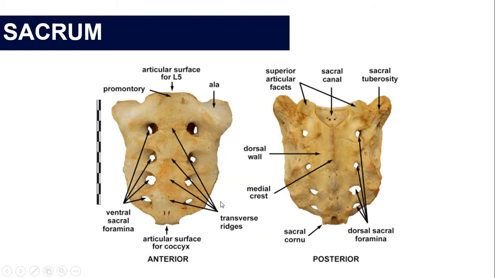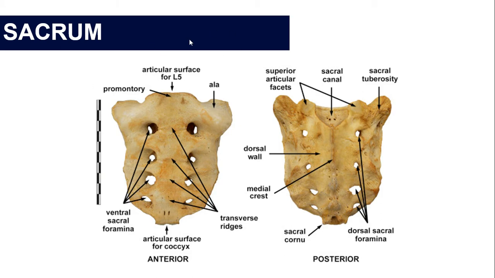Now, next is the sacrum. So our sacrum consists of five rudimentary vertebrae fused together to form a single wedge-shaped bone with an anterior concavity. So take note that the anterior portion of your sacrum is concave compared to its posterior portion.